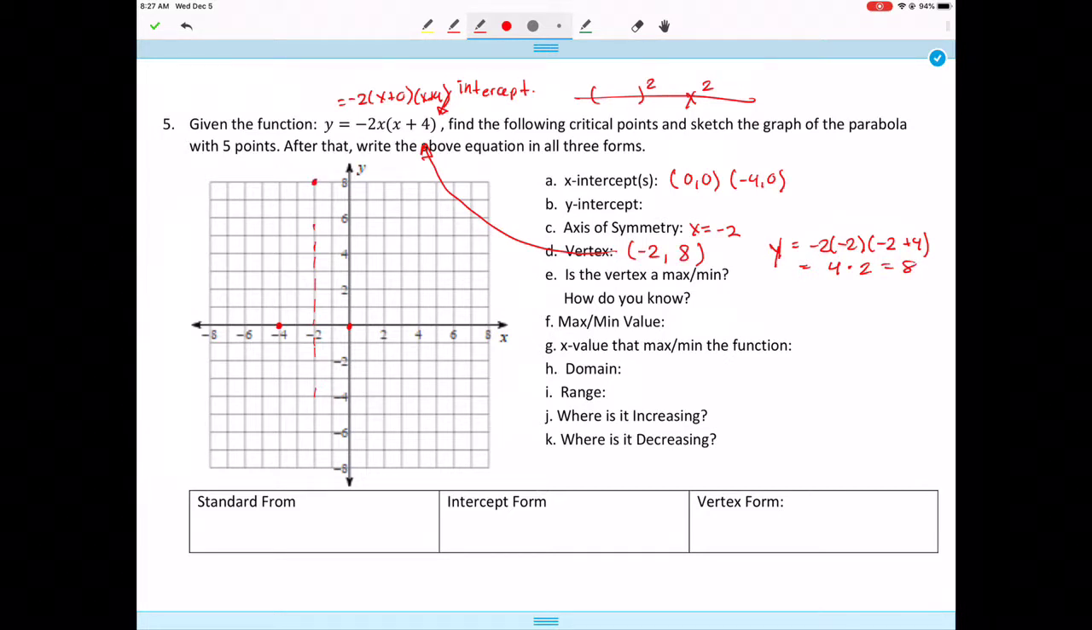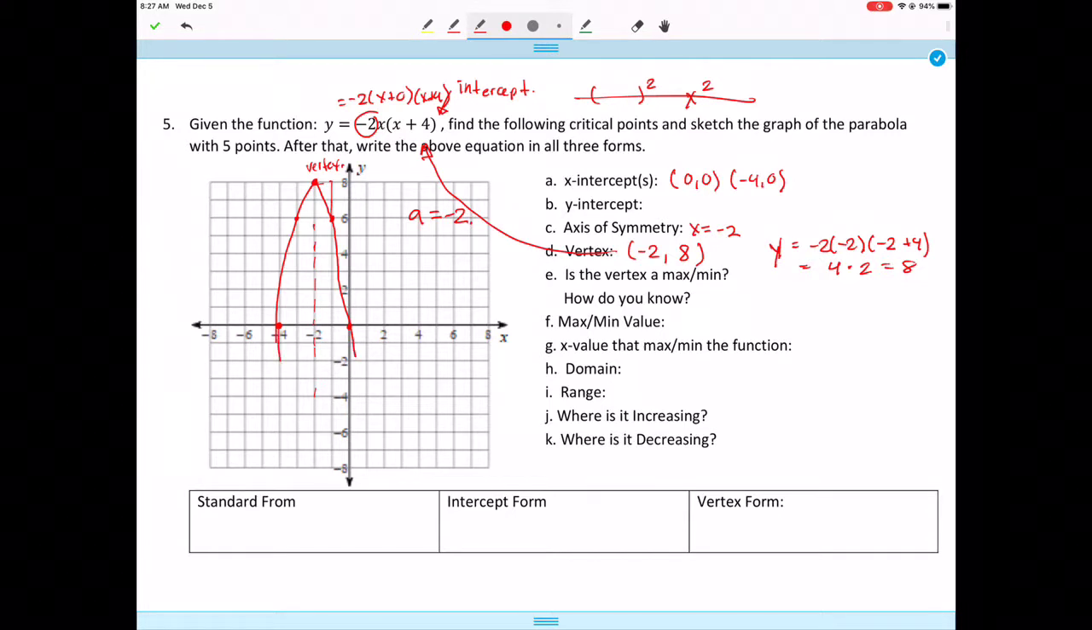All right, so that vertex is right here. Vertex. Okay, and then after we have the vertex, we just need to do the growth pattern. So what is A? A equals -2. So over 1, down 2. Over 1, down 6, which is on the x-intercept.